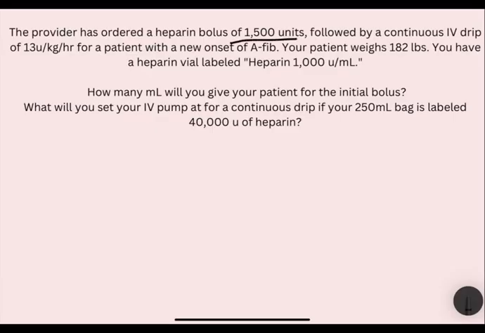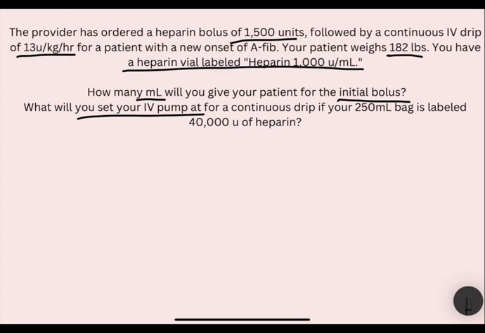The provider has ordered a heparin bolus of 1,500 units followed by a continuous IV drip of 13 units per kilogram per hour for a patient that weighs 182 pounds. You have a heparin vial labeled heparin 1,000 units per mL. How many mLs are you going to give for your initial bolus? And then what will you set your IV pump for a continuous drip if your 250 mL bag is labeled 40,000 units of heparin?